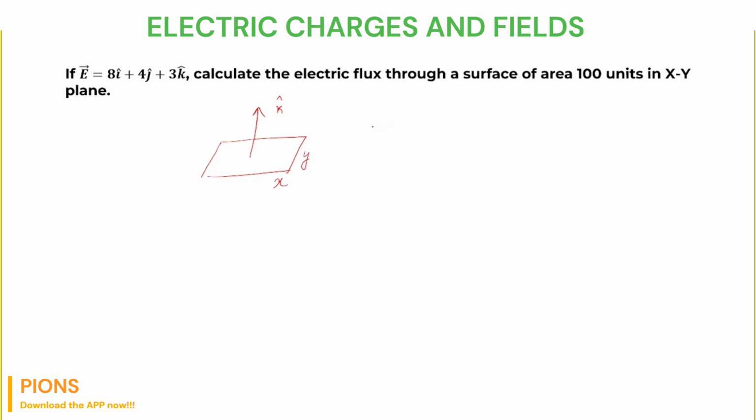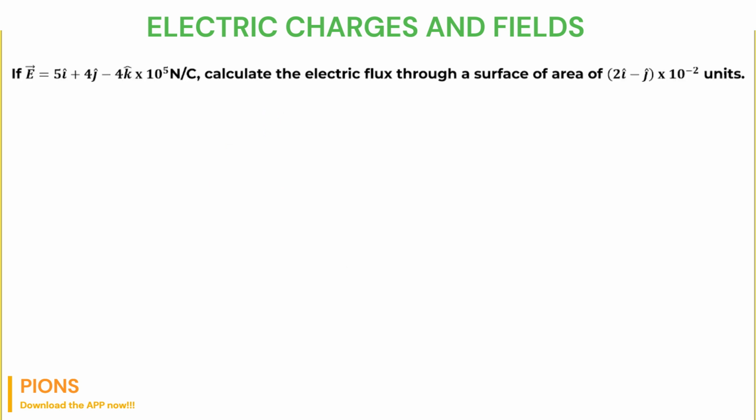So we can write here area vector. Be very careful, area vector here will be 100, and K cap denotes the normal vector, normal to the area. So our flux phi will be equals to E dot A, and that will be equals to 8I plus 4J plus 3K multiplied with area vector, that will be equals to 100 K cap. So that will give us how much? 300 Newton per Coulomb meter square. That's our unit. Okay. We'll move to the next one.